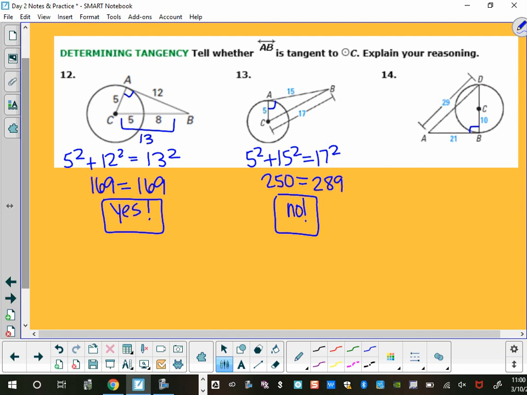For number 14, before I can even solve this, I only have one part, which is the radius. If I want to use the whole triangle for the diameter, I need to add that 10 up there. So you could have had A squared, which could have been 20 squared, plus B squared would have been 21 squared, which was equal to C squared, which is 29 squared. In your calculator, you would have got 841 equal to 841, which would have been yes.